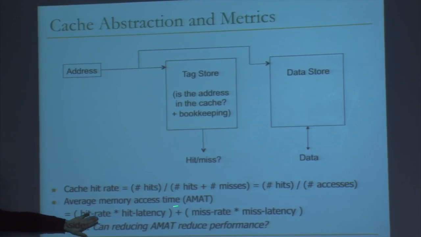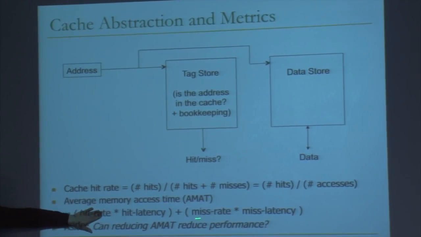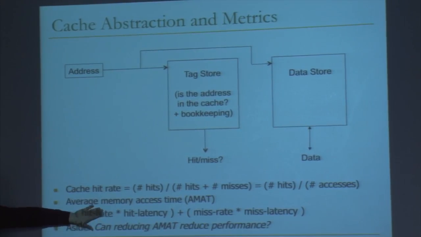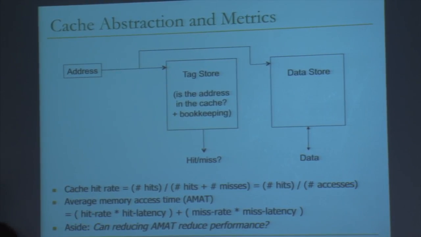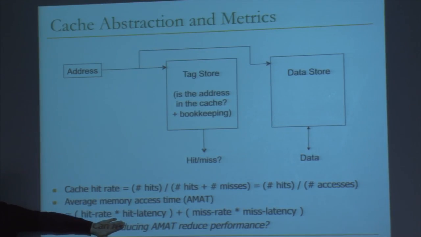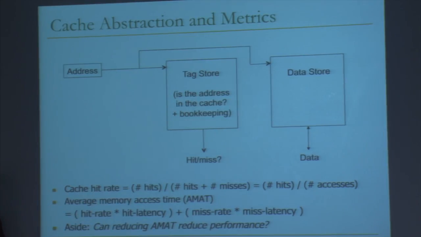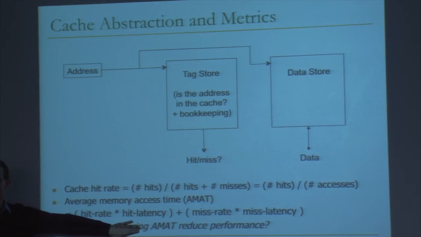This is one way of evaluating cache performance, but this may not be the best way. And this is a good rule of thumb. One question I have for you is, can reducing this AMAT, average memory access time, actually reduce performance? Ideally, you would like to reduce average memory access time and make it as little as possible, right? But can it reduce performance? I guess this was a leading question. The answer should be yes. Maybe I'll let you think about it. But yeah, this can reduce performance.